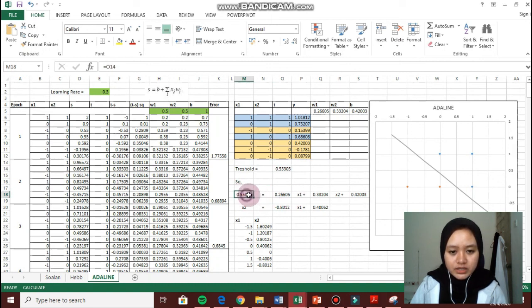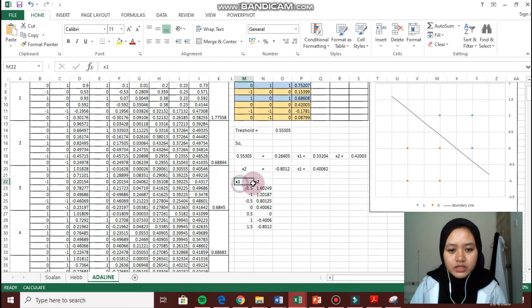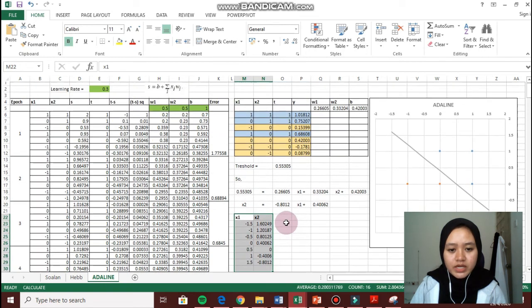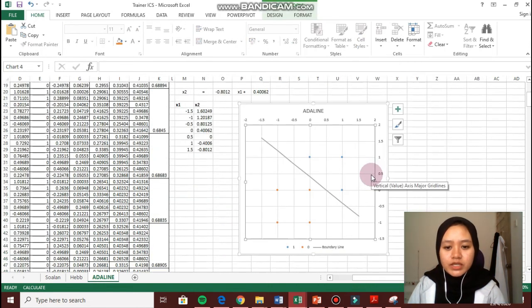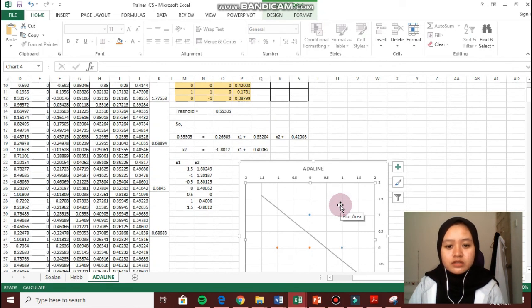As you can see here, this is the equation of a straight line, which is also known as y equal to mx plus c. After some modification, we get the equation of this, and we tabulate the values of x1 and x2, and then we plot them in the graph. So this is the final result of this problem. I guess that's all. Thank you.